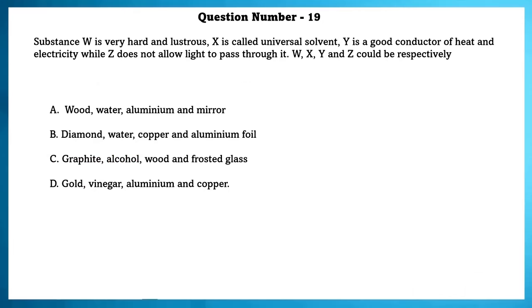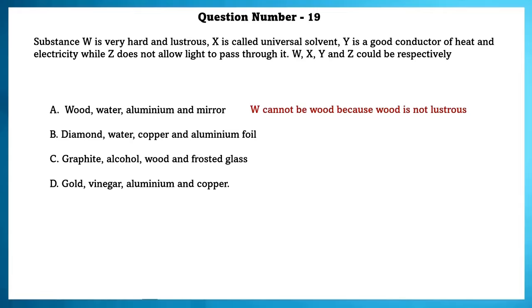Question number 19. Substance W is very hard and lustrous. X is a universal solvent. Y is a good conductor of heat and electricity, while Z does not allow light to pass through it. W, X, Y and Z could be respectively. W cannot be wood because it is not lustrous. A option is false. Now let us come to the B option.